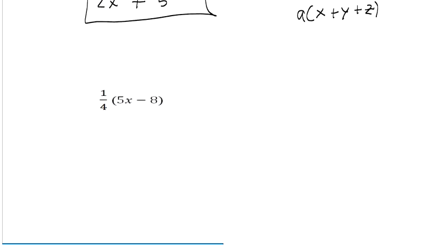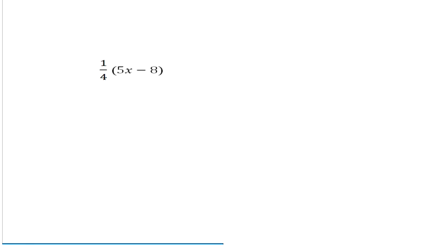All right, let's do another one. Now it's going to be much faster this time. Same idea. We take the 1/4 and we distribute it through the parentheses. So 1/4 times that 5x and 1/4 times that 8. So 1/4 times 5x, write this as 5x over 1, minus 1/4 times 8 over 1.